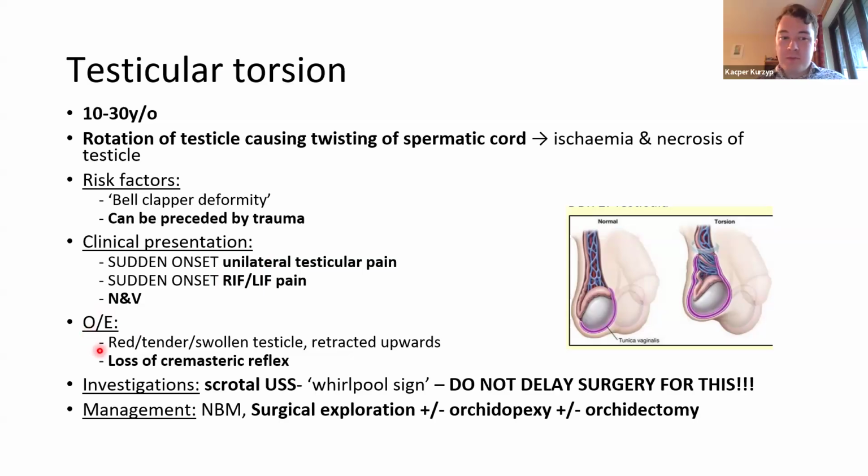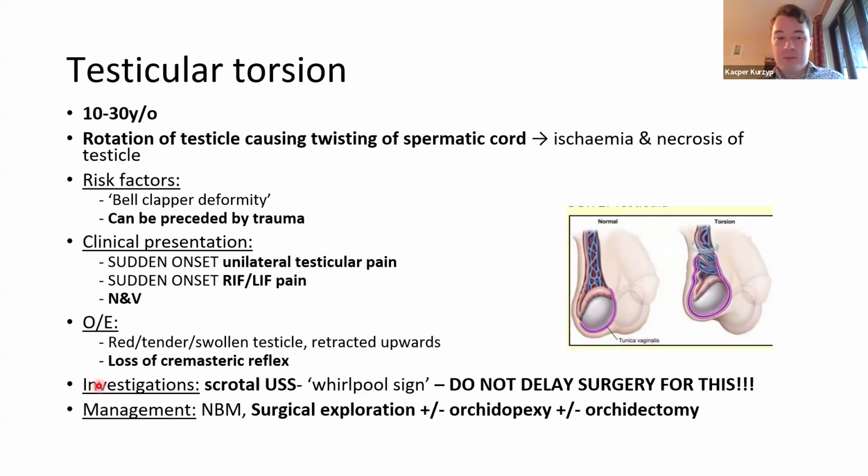Now, on examination, the abdomen will be clear, but if you said that you will examine the genitalia, there will be the red, tender, or swollen testicle. It will be retracted upwards, and characteristic thing, especially in AKTs, is there is loss of cremasteric reflex. So a healthy testicle, if you stroke the inner thigh on the same side, the cremaster muscle should pull it upward, and this will be absent in testicular torsion.